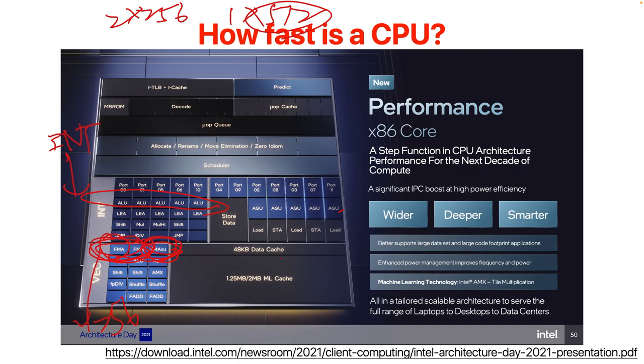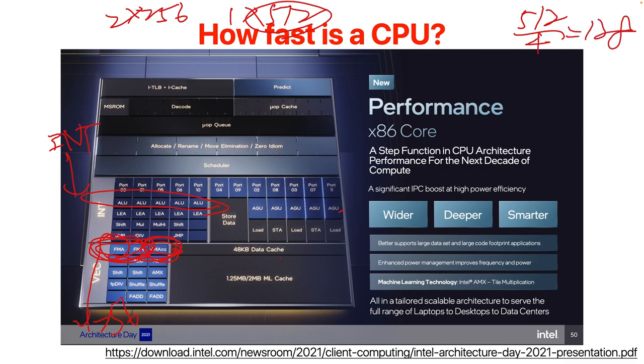If every cycle I can process 512 bytes, pairs of numbers, divided by the size of a floating point number. How big is a floating point number? 4 bytes, right? So it's 512 divided by 4, so you get 128, right?